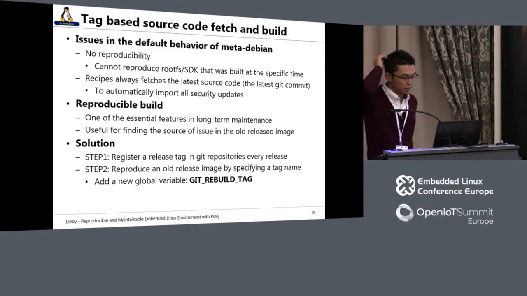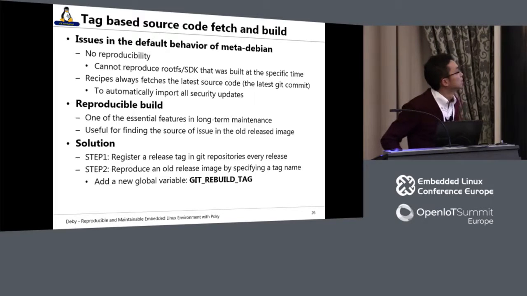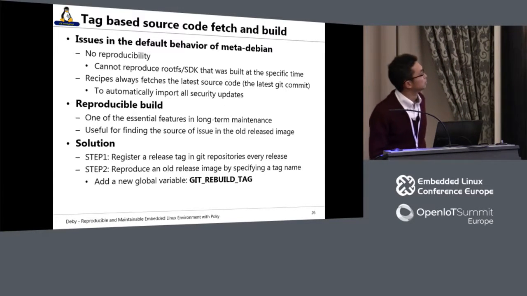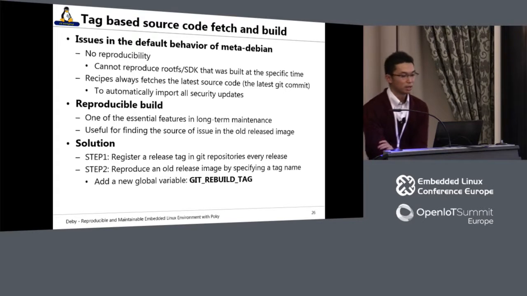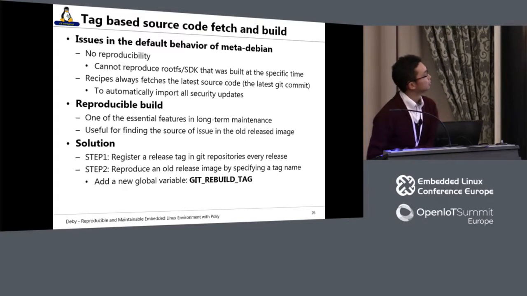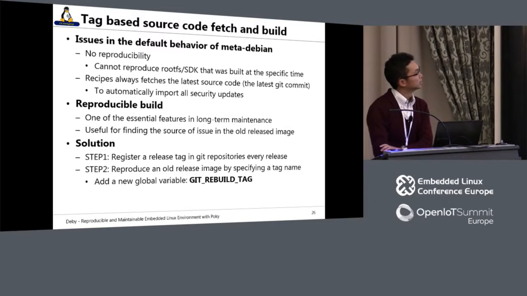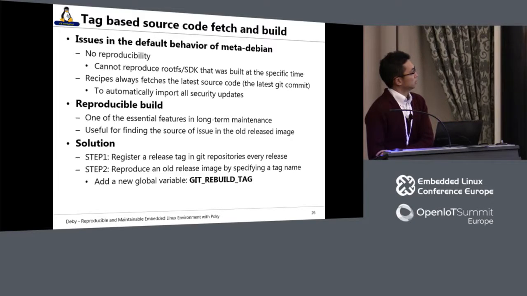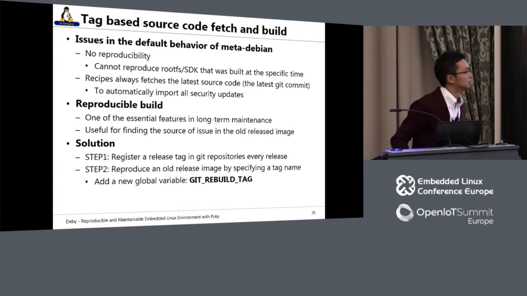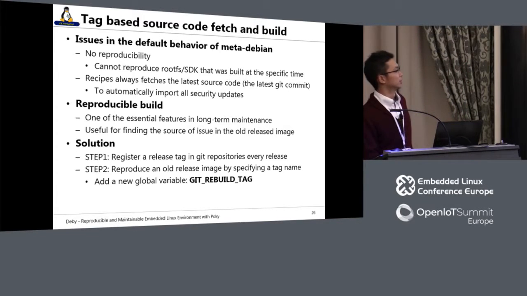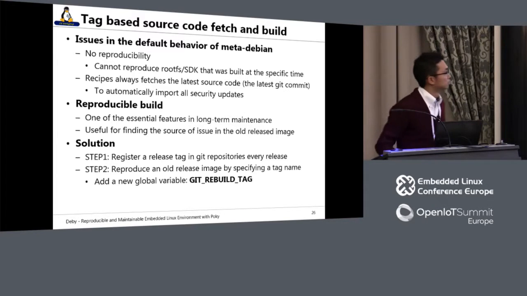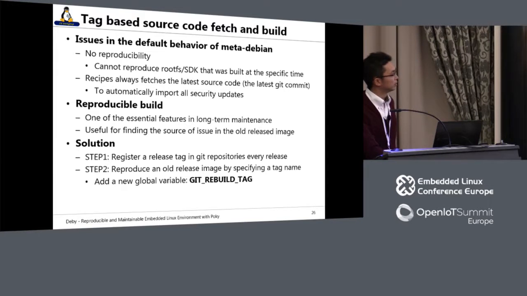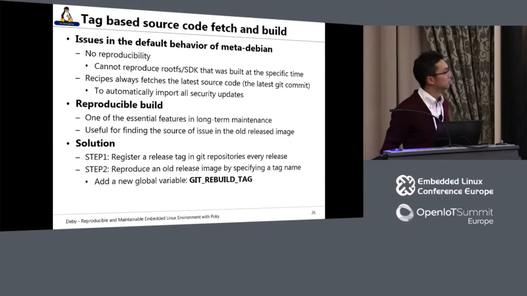Next, I'll explain the tag-based source code fetch and build function. By default, meta-debian doesn't have reproducibility. In other words, it cannot reproduce a root file system and SDK that was built at a specific time, because the recipes in meta-debian always fetch the latest source code, intended to automatically import security updates. And reproducible build is one of the essential features in long-term maintenance.